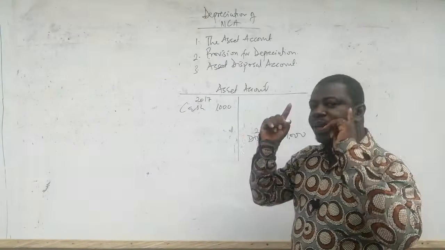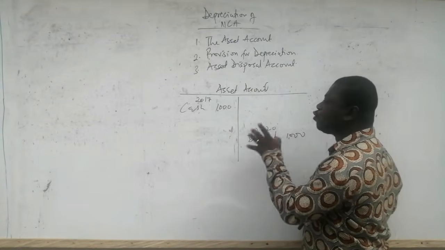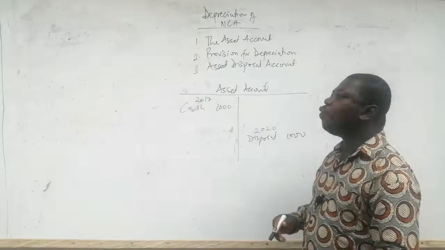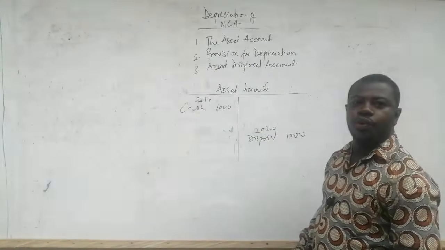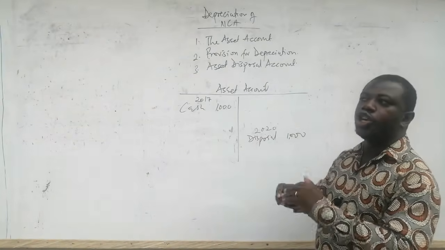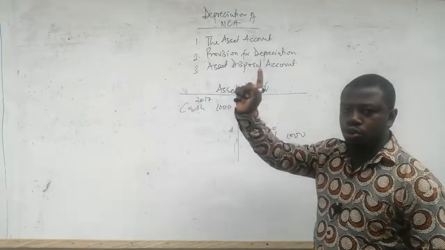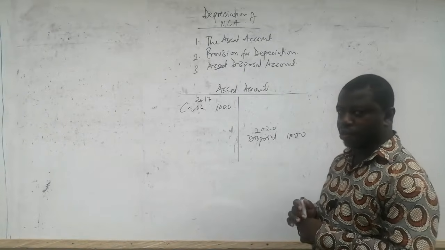And so please take note that I said that the asset account is supposed to record only cost. When you buy the asset, you record the cost at the debit side. When you are selling an asset, you remove the cost from the credit side. You are not supposed to record how much you sold the asset in the asset account. That will be taken care of in the asset disposal account.